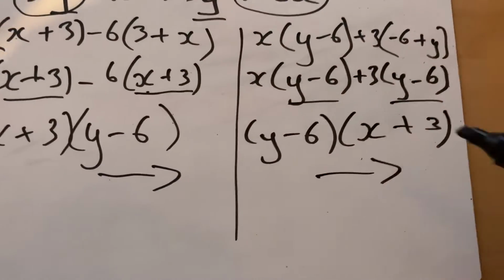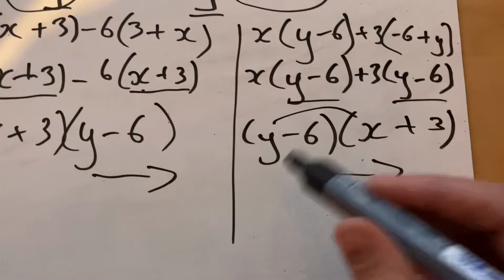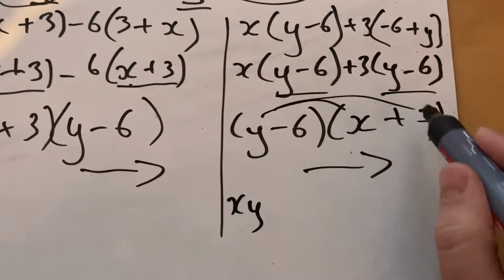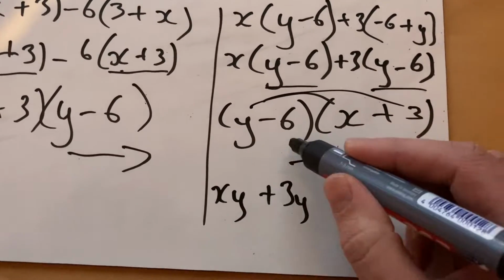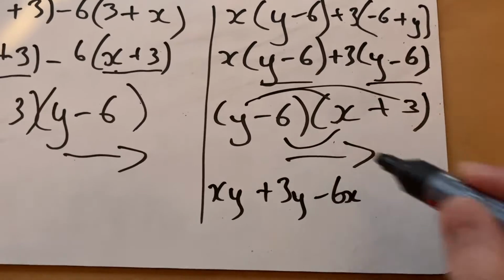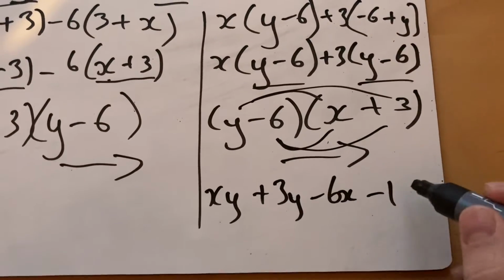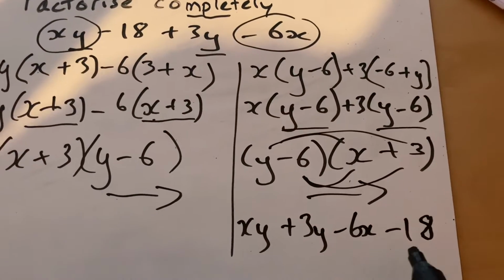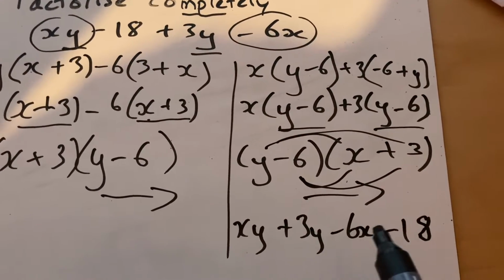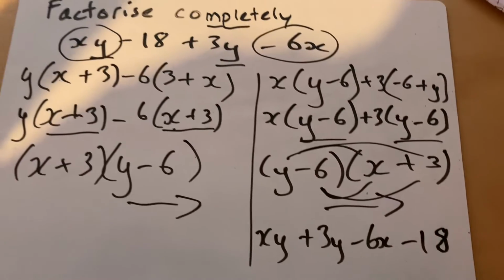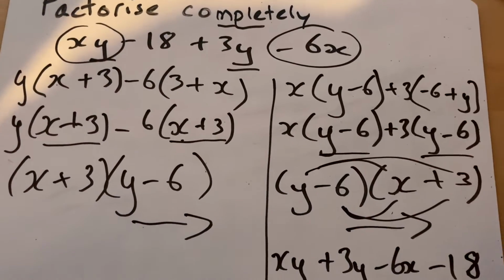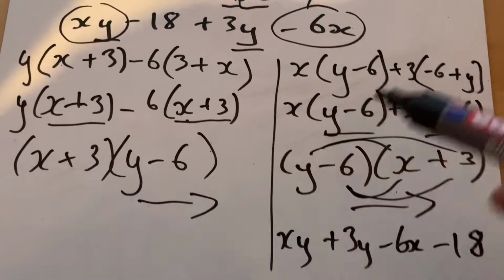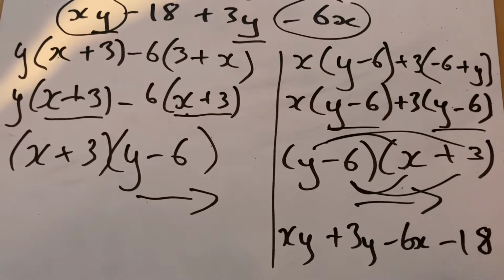And check your answer by multiplying out. If I multiply that out, I'd get xy. If I multiply that out, I'd get 3y. If I multiply that out, I'd get minus 6x. If I multiply that out, I'd get minus 18. And that is what we started with: xy minus 18 plus 3y minus 6x. Okay, so that's factorizing completely in two different ways, but you get the same answer. They'd be worth the same.